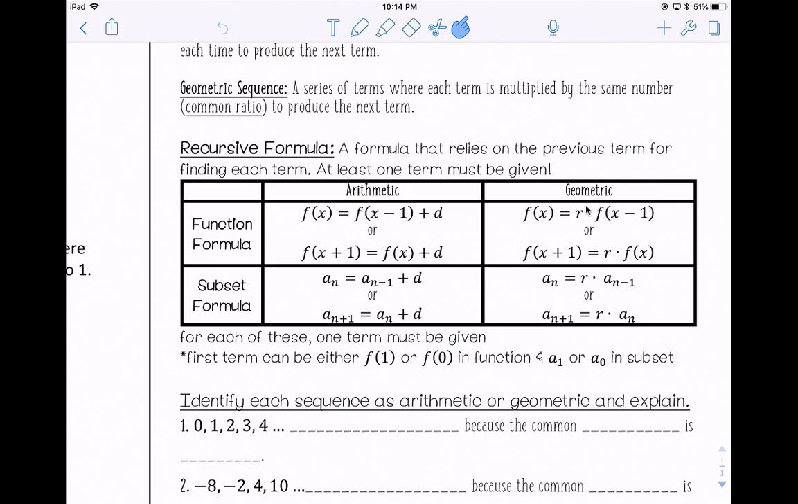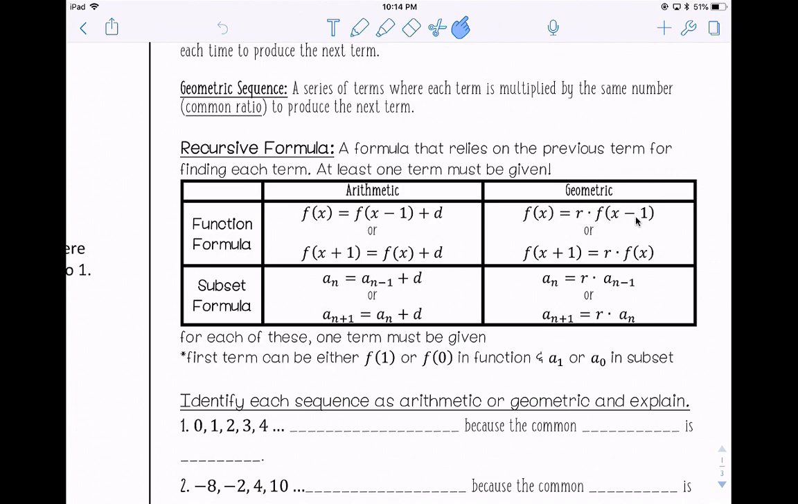Geometric sequences are the exact same, except instead of adding a common difference, which again could be subtracting, we're multiplying by a common ratio. So again, that common ratio can be a whole number greater than 1, so the sequence would be getting larger. It can be a fraction between 0 and 1. In that case, it would be getting smaller. It can also be a negative number of any kind, so in that case, it would be going back and forth from negative to positive.